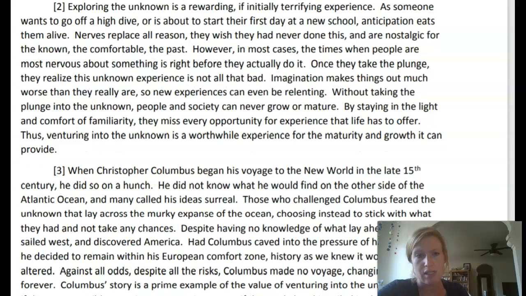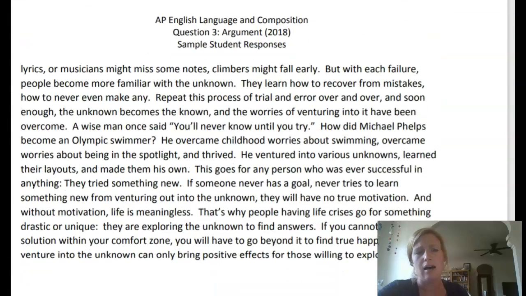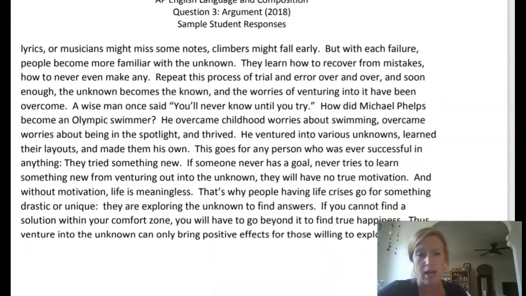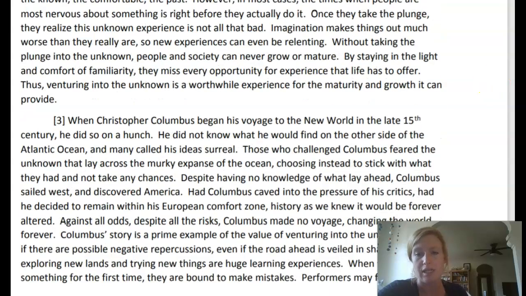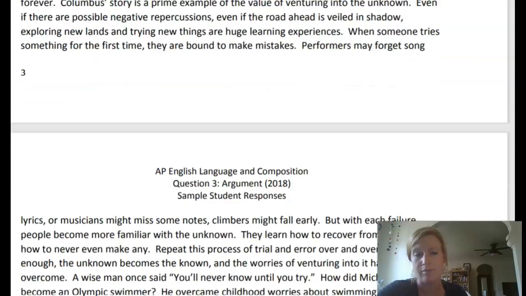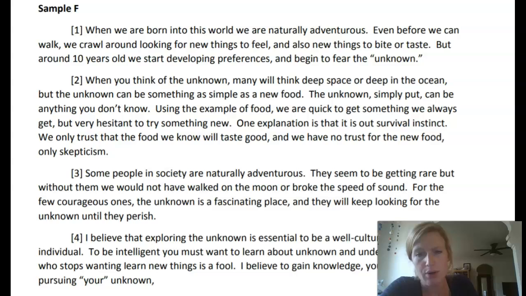And the student uses examples such as Christopher Columbus, and then also uses examples of Michael Phelps, and has a paragraph here of just the context of people in general. And so the student takes time to develop a stance and did earn all 6 points. There were other essays that you were asked to evaluate and decide what scores they earned in thesis, evidence and commentary, and sophistication, but I want us to skip to sample F.